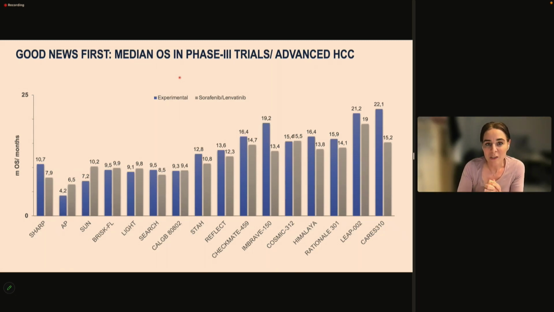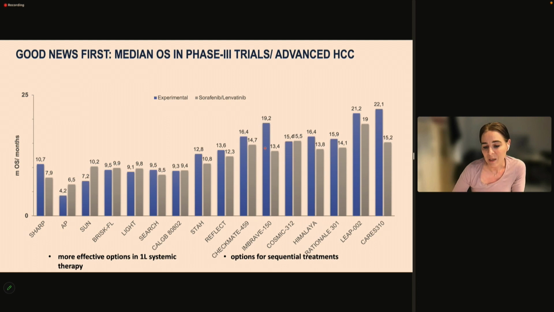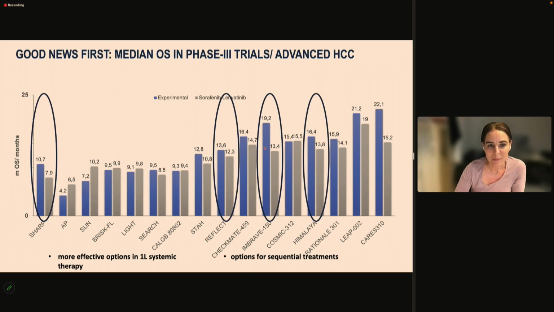I've here summarized the median overall survival in a lot of phase 3 trials that have been conducted in systemic HCC therapy in the past years. And I hope that you can see that the median overall survival has actually been steadily increasing, both actually in the experimental arms, which I always marked in blue, and in gray, this is the control arms. And in most cases, this is actually the sorafenib control arm. So I think there are many reasons that can explain this positive development, one being that we finally do have more effective treatment options in the first line of systemic therapy. And another important reason is that we do have options for sequential therapies.